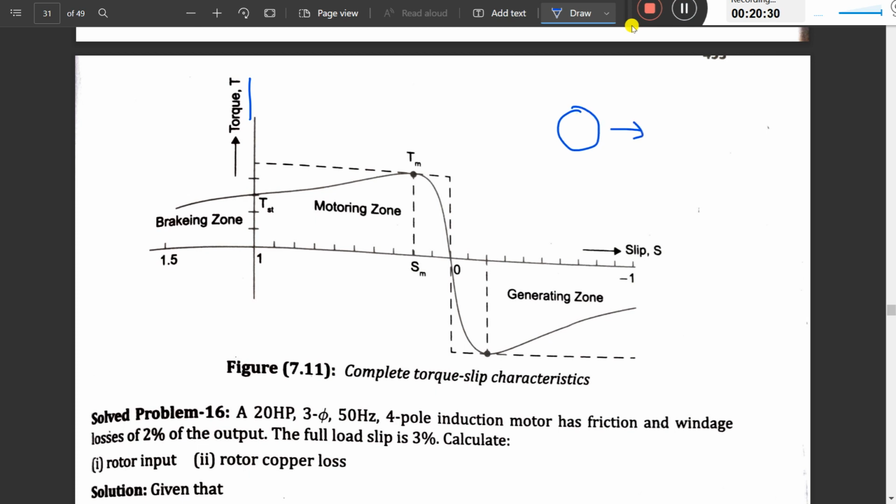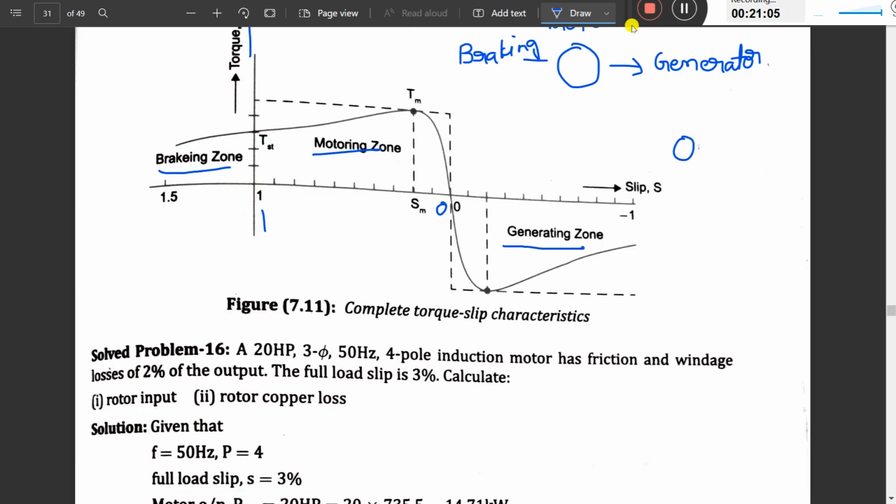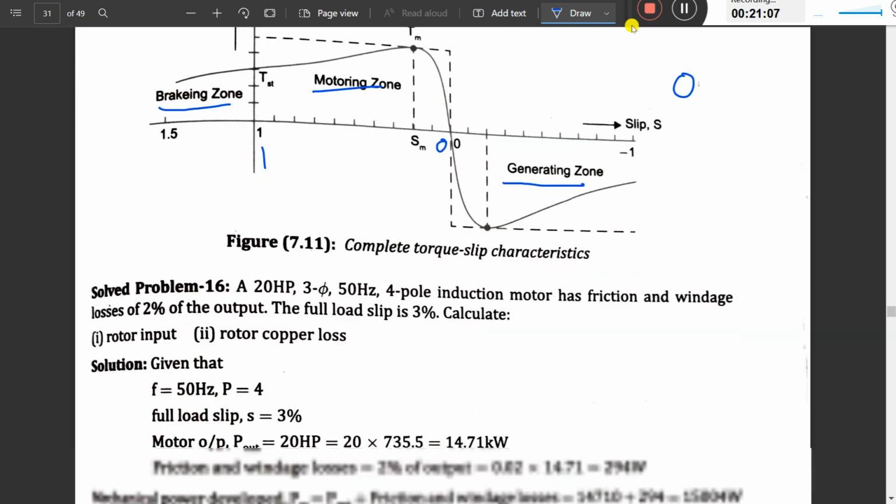The machine can work as a generator, motor, and braking mode also. From slip 0 to 1, it acts in motor mode. After 0, you may get negative slip. It means the rotor rotates at more than synchronous speed. It acts as a generator. If the slip is greater than 1, it is called the braking region. It is the complete torque slip characteristics of the three-phase induction motor.